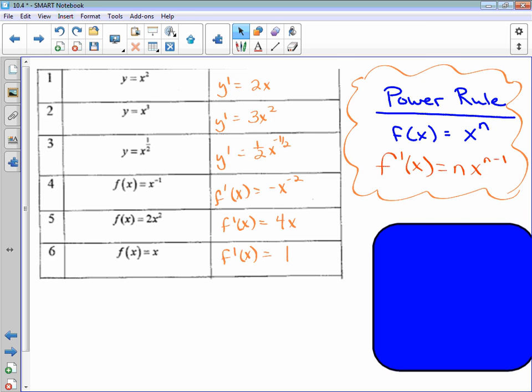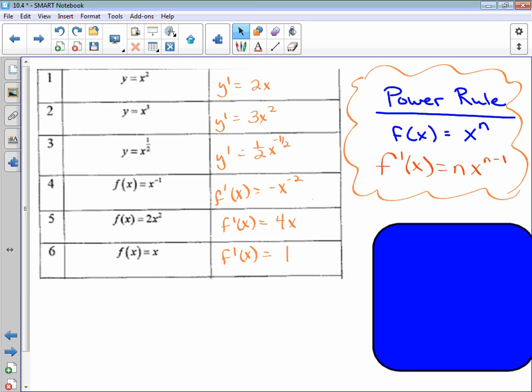How are you using the shortcut? Okay. So instead of going through all of this to get 2x, I just look. The exponent goes in front, then my variable, then 1 less than that exponent. This is what the formula looks like. If you start with x to the n, the derivative is n times x to the n minus 1. That's it.